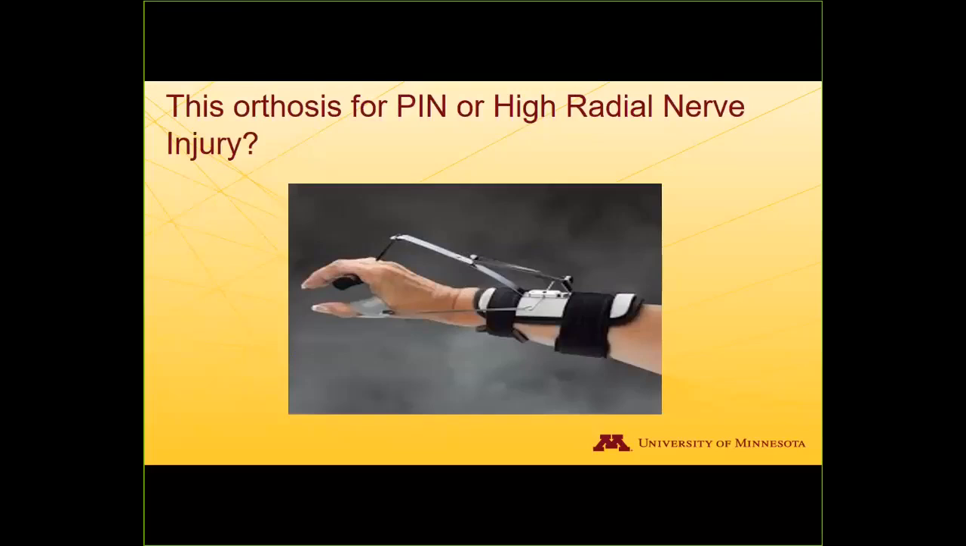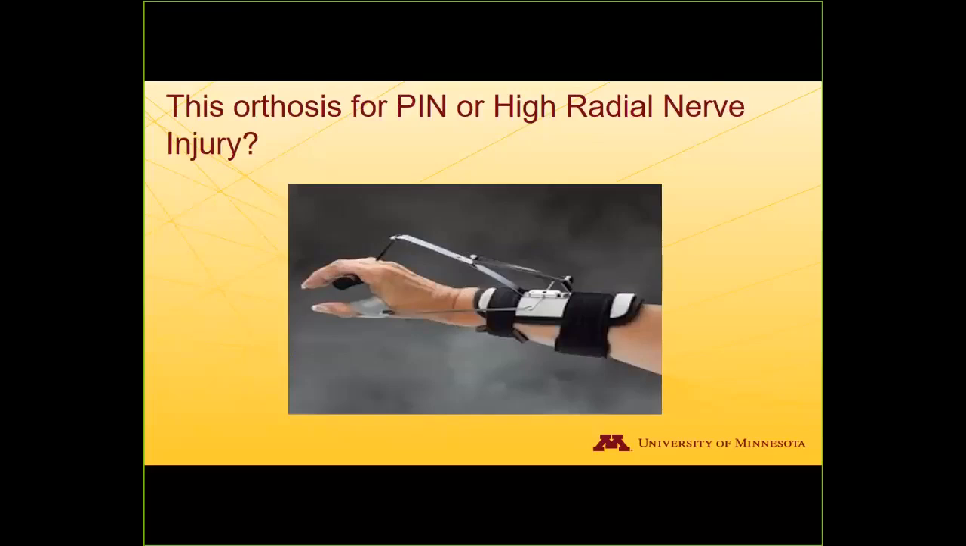Again, I would say that it's a high radial nerve injury because it's pulling the wrist back up into extension again. It is pulling the wrist into extension, but it doesn't offer any support to the wrist per se. So the other orthosis that I showed you earlier crosses the wrist joint and provides a lot of stability to the wrist, whereas this one doesn't.